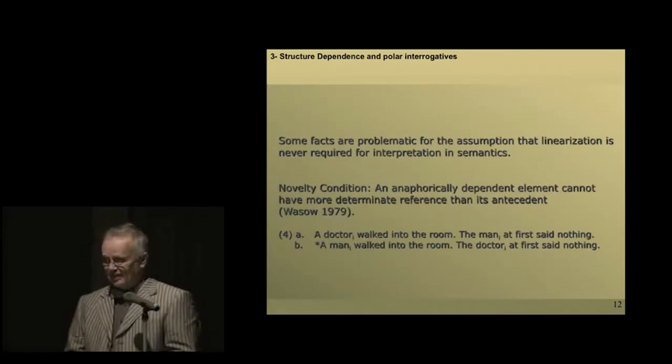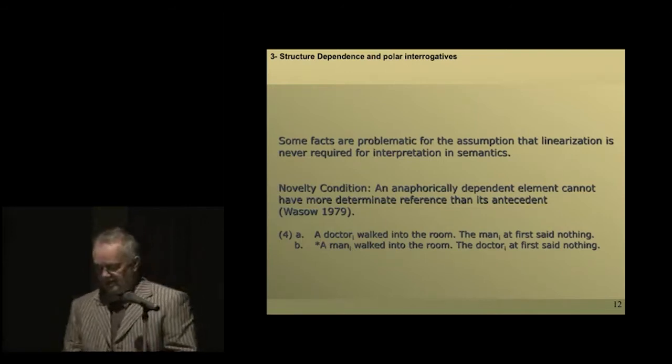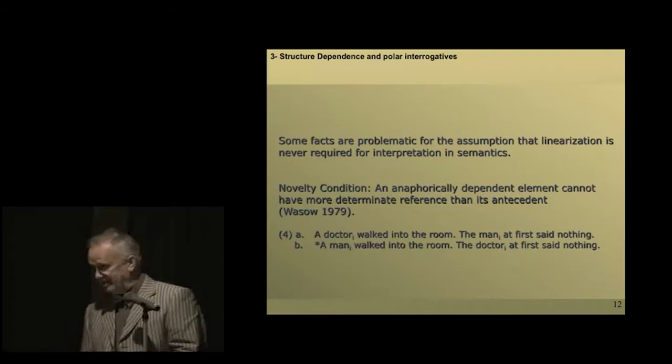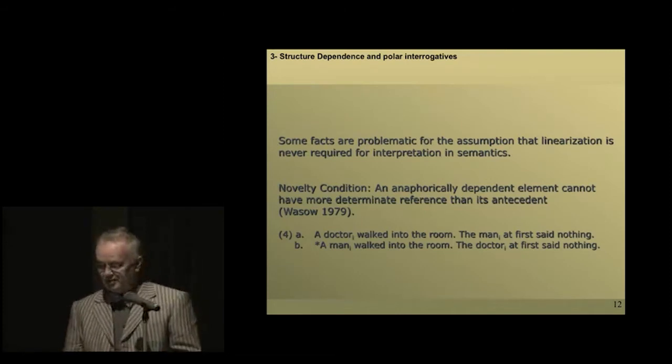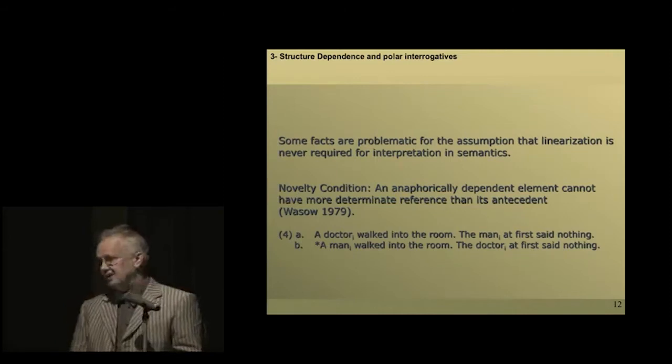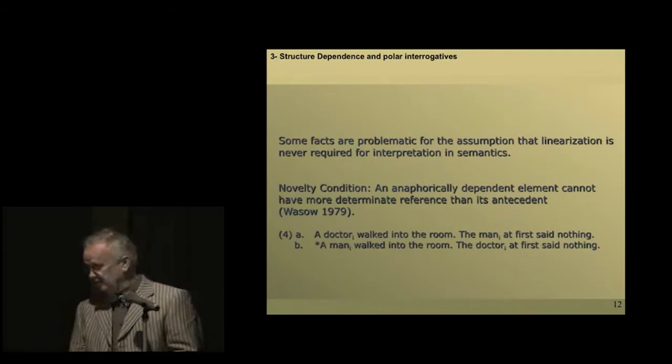Now, without going into much detail, some facts are problematic for the assumption that linearization is never required for interpretation in semantics. Just to give one old example brought up by Wasow in 1979 for his novelty condition. The condition goes, an anaphorically dependent element cannot have more determinate reference than its antecedent, and he looks at sentences where linear order is important.